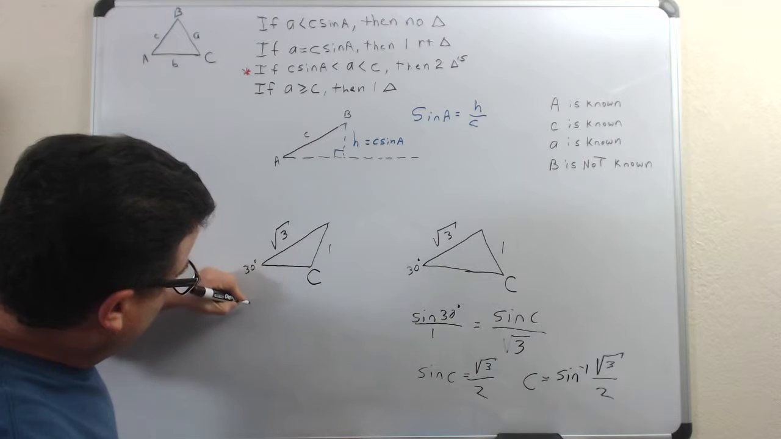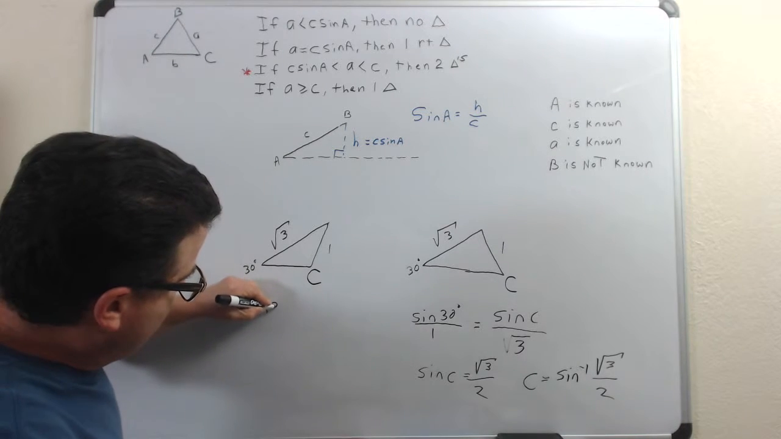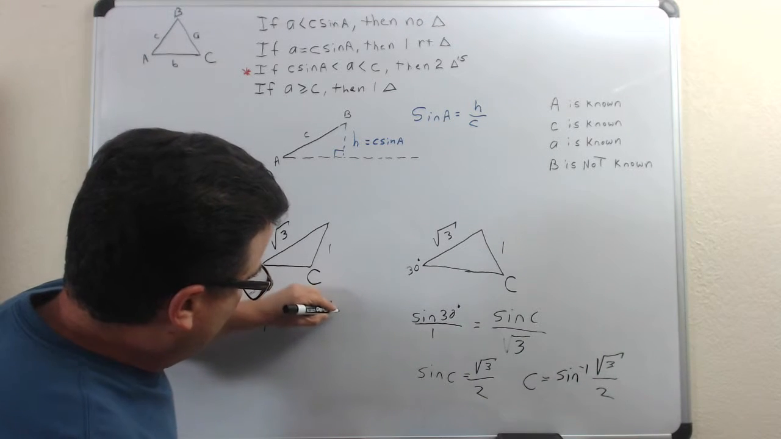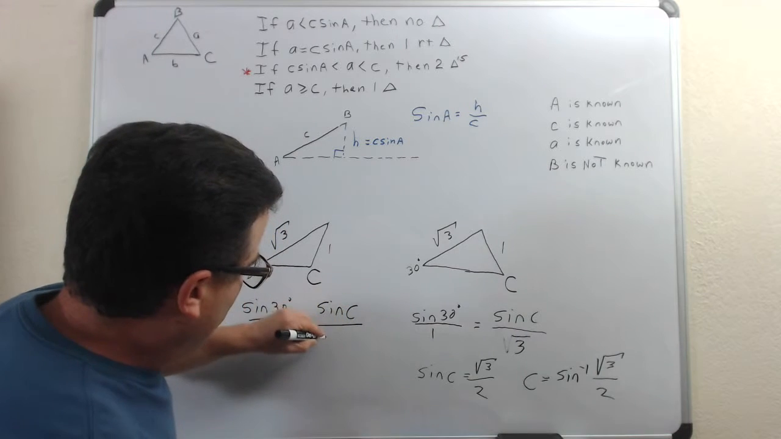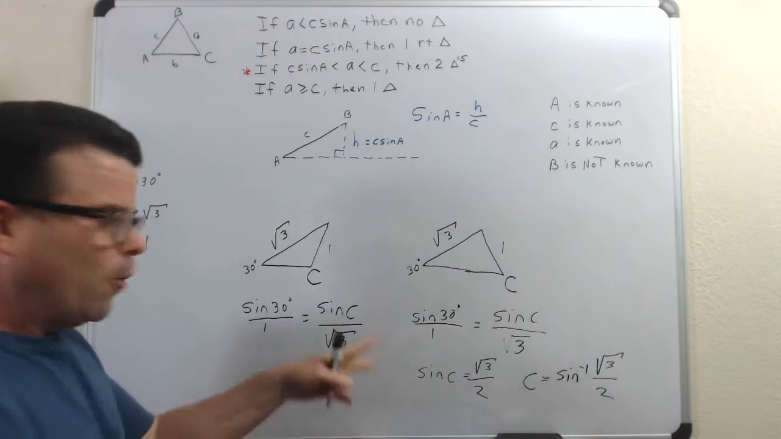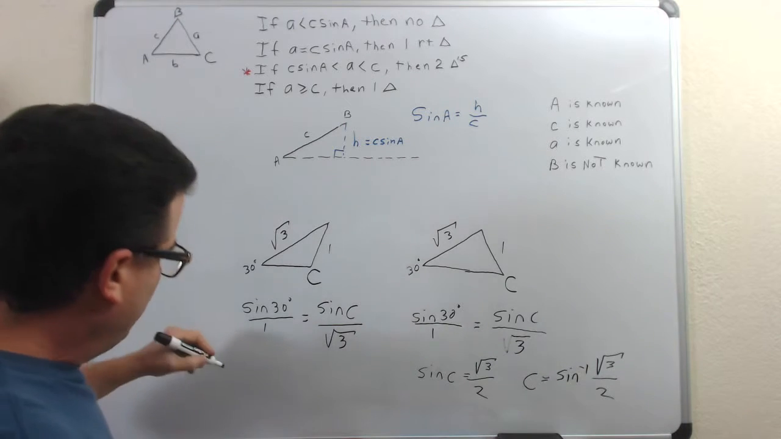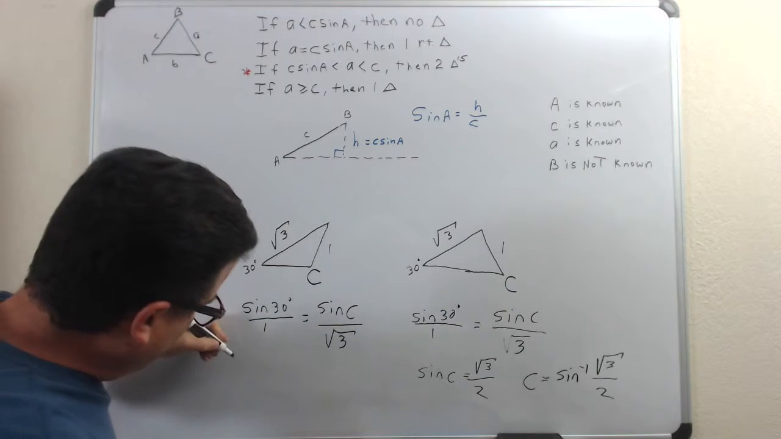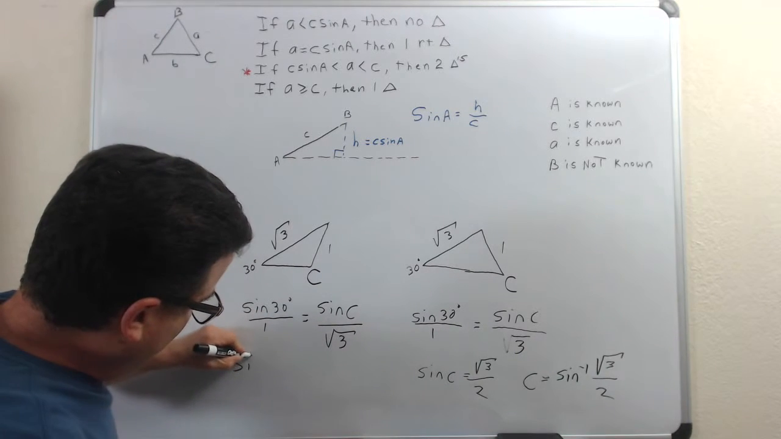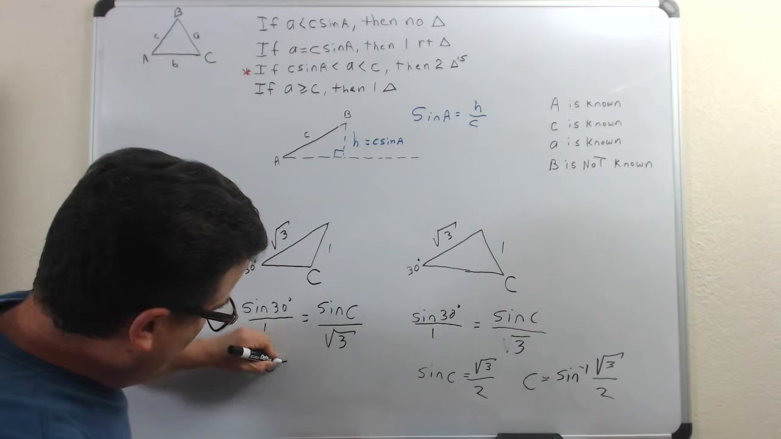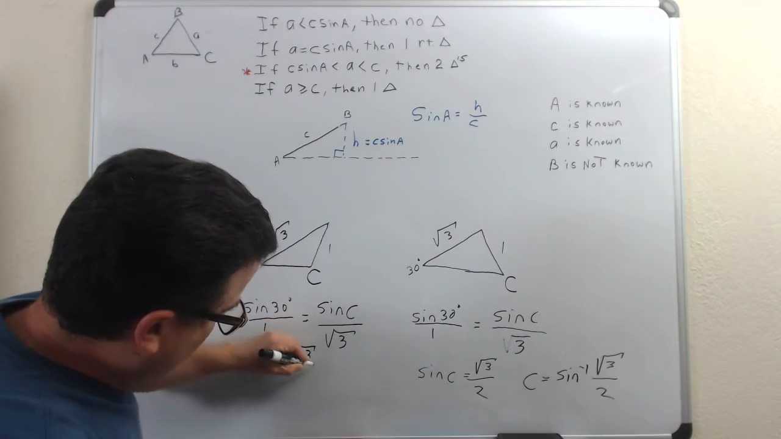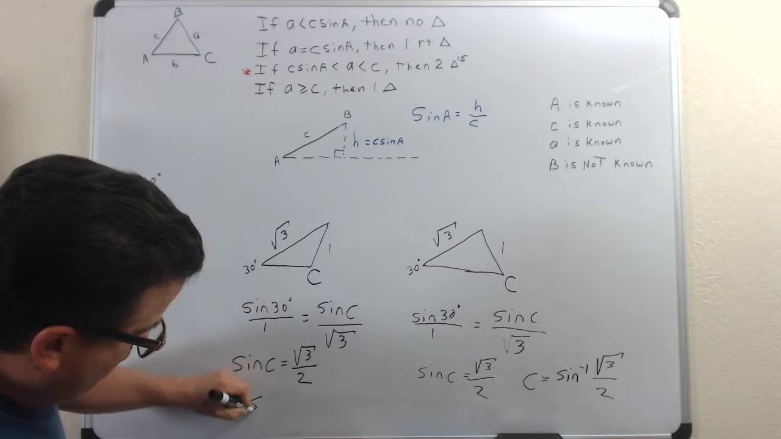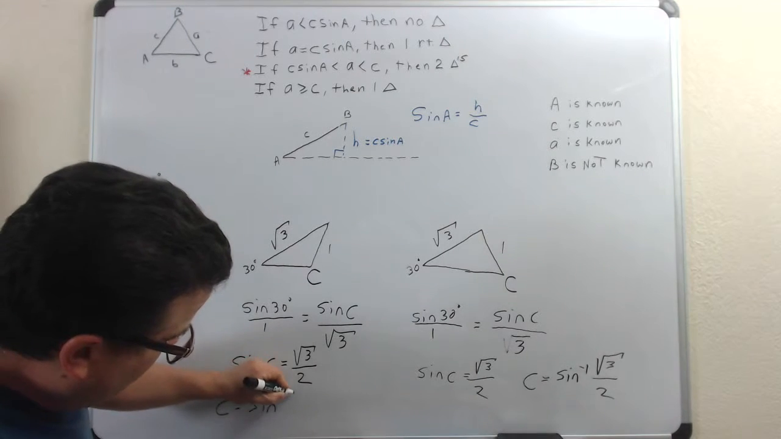Now I'm going to do the same exact thing for this one. So we have sine of 30 over 1 equals sine of C over root 3. Hope you've noticed they're looking pretty much the same. Multiplying both sides by root 3, and sine of 30 is 1/2, we get sine C equals root 3 over 2, or C equals inverse sine of root 3 over 2.